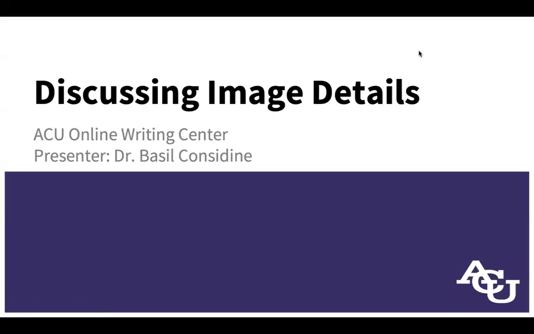I'm here from the ACU Online Writing Center, and today we're going to be talking about how to discuss image details in APA style. In particular, how to discuss image details concisely, because you can write an awful lot of prose about an image that people can't see. But if they can see the specific thing that you're talking about very clearly, then you don't need to spend nearly as many words and details and space that you might otherwise be using for key aspects of your paper.